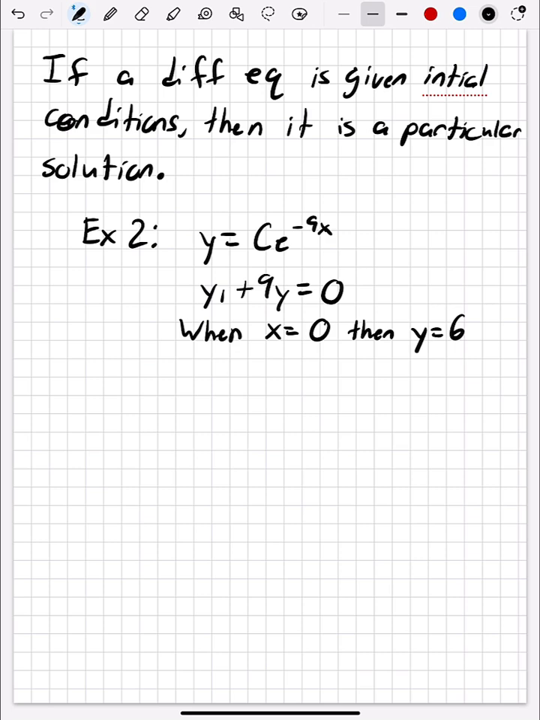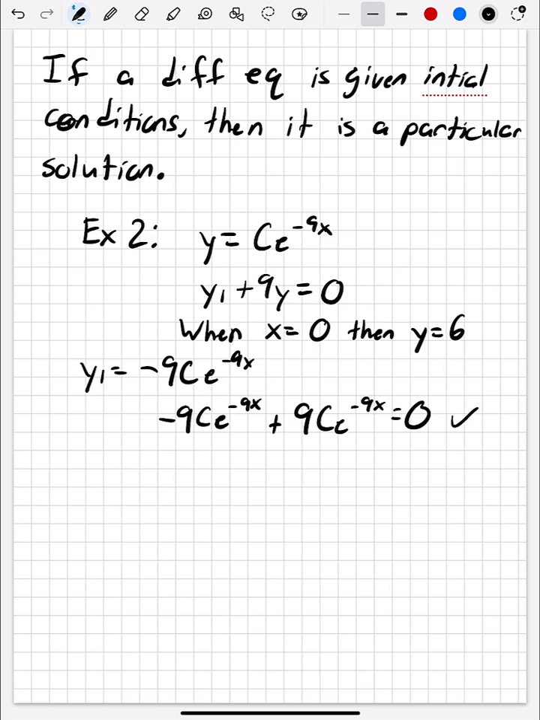All right. So first, let's just check and make sure that that is a solution to the differential equation. So y prime would equal negative 9 ce to the negative 9x. So now I'm going to plug that into my differential equation. So I have negative 9 ce to the negative 9x plus 9 times my original ce to the negative 9x, and see if that equals 0. Of course it does. So that is a general solution.